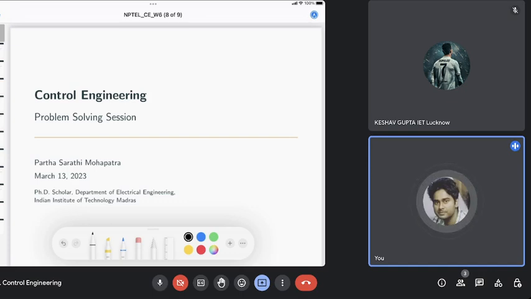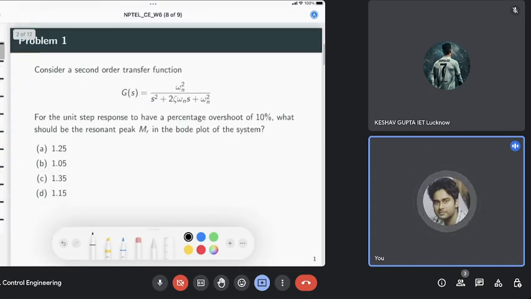Today we'll solve some basic problems from the topic that you have learned in the week 6 lecture video. These are basically the frequency response, the Bode plot and the polar plot or Nyquist plot, and you have also learned phase margin and gain margin. We'll solve some basic problems related to these topics, starting with some simple questions.